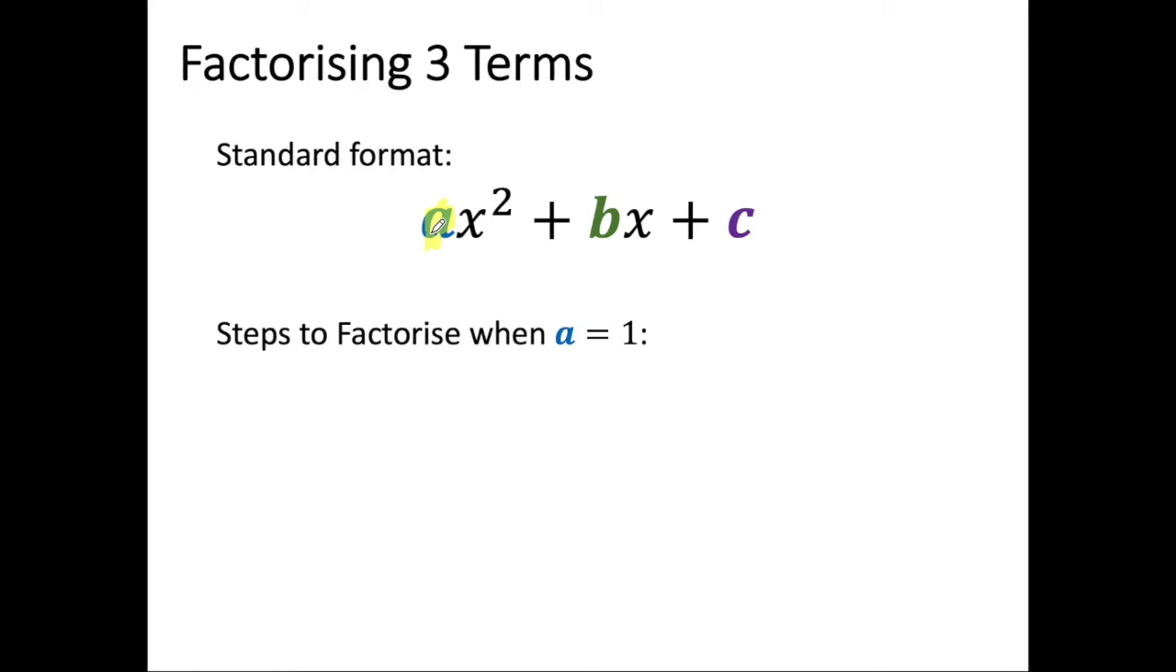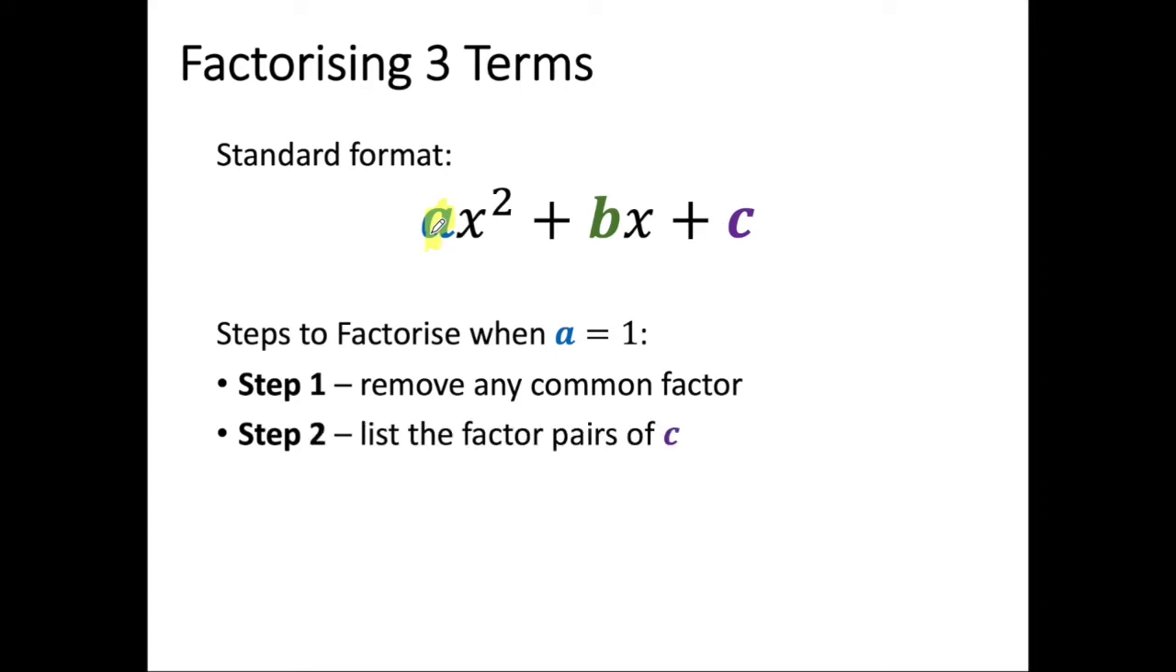So when we are completing our factorization, when we have an expression that is in the format of x squared plus bx plus c, and remember our x values can be another letter, it doesn't have to be x. Our first step will be to remove any common factors. So if we've got a common factor between a, b and c, then we'll be able to go ahead and remove them. Then we need to list the factor pairs of c.